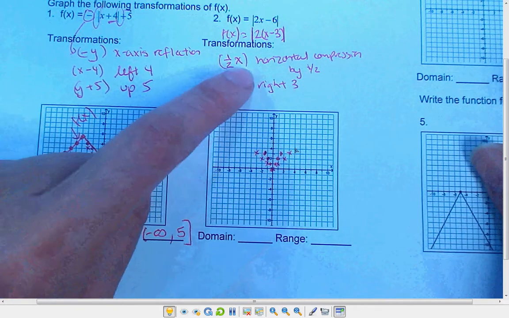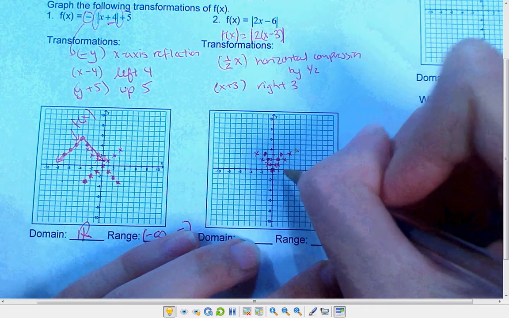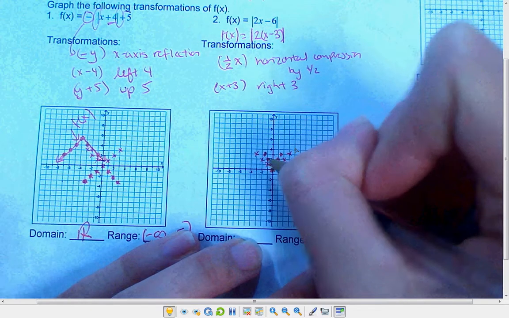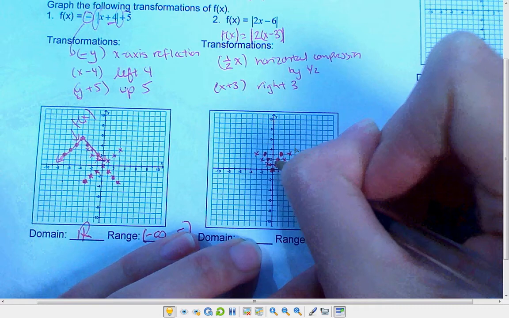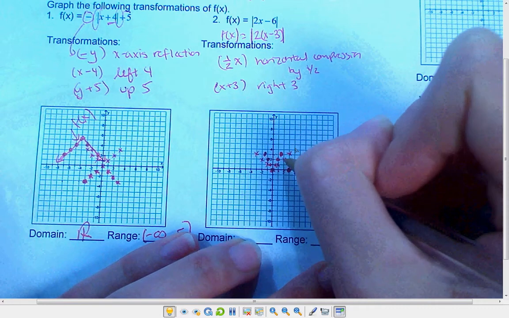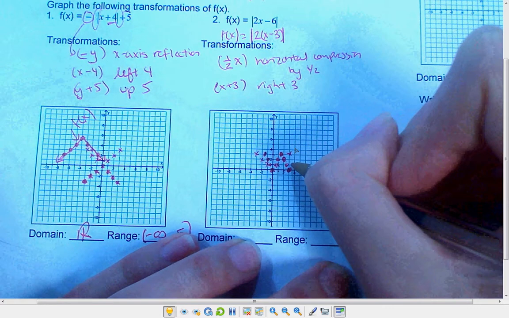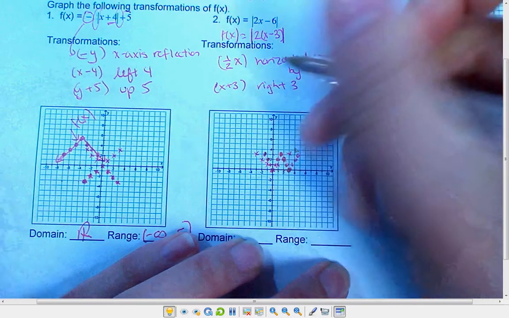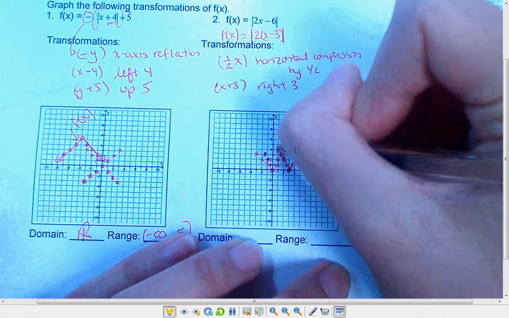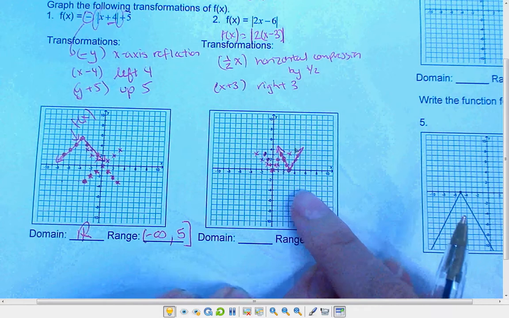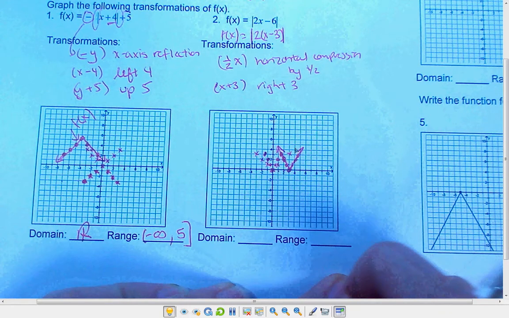And we're going to now just move all these points 3 to the right. So this one goes 1, 2, 3. 1, 2, 3. This one actually ends up on top of it. 1, 2, 3. And you end up with a function that looks like this. So it's been moved 3 to the right.